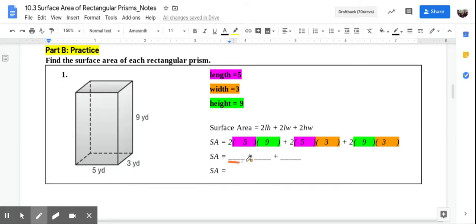Okay, now you have all three of these answers that you've given. I hope you wrote them down. Now I want to know, what is the total surface area of the first rectangular prism?